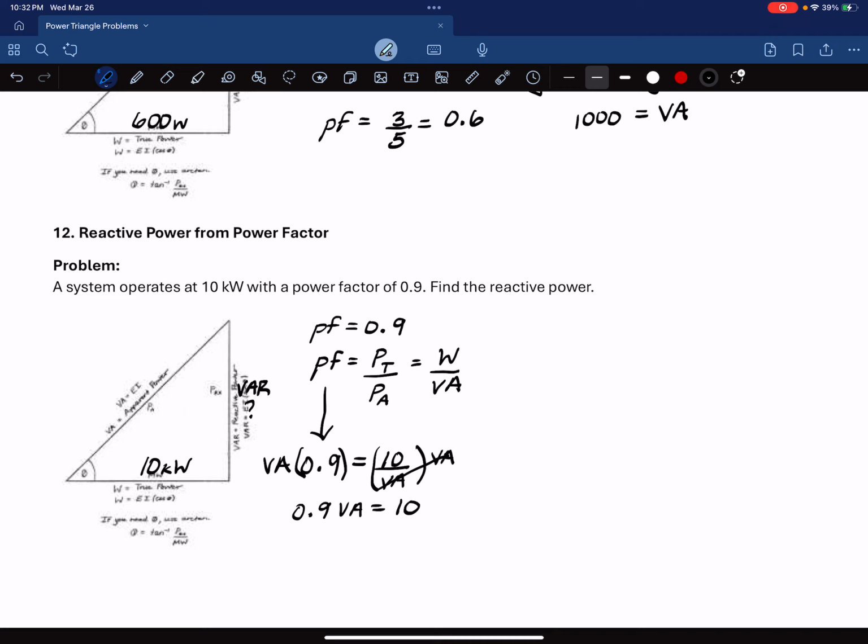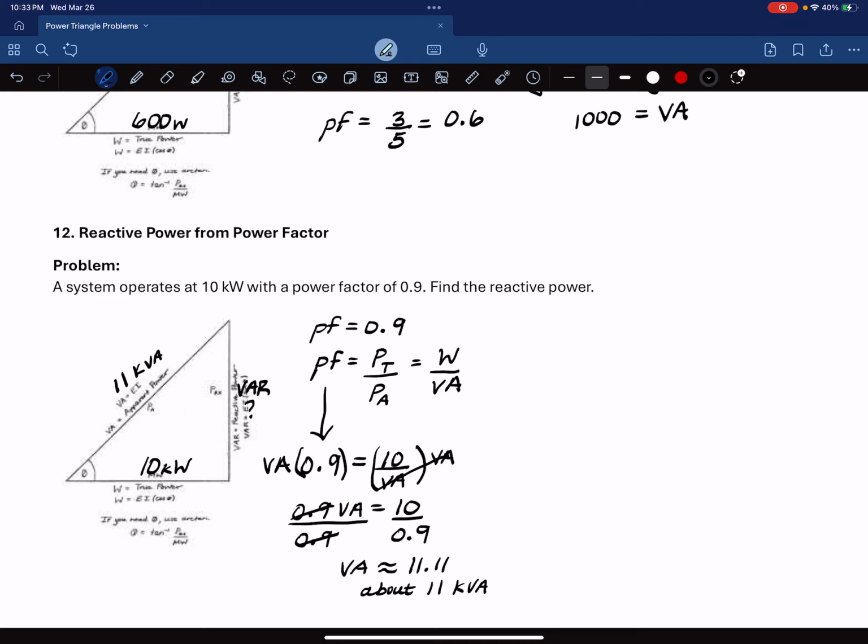I'll let you out. And then divide both sides by 0.9. So apparent power is going to be 11.11. Or just to make life a little bit easier on this one, I'm going to call it about 11. And this is kilo apparent power. Now, that's going to give me this one. But we're looking for VAR.